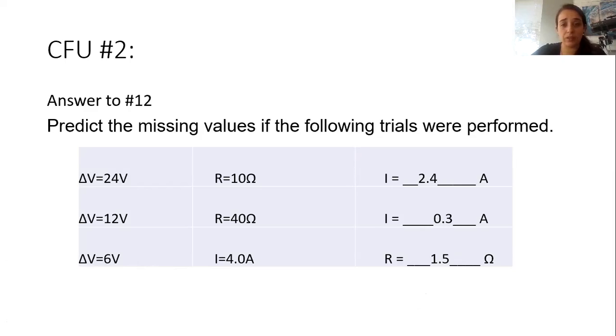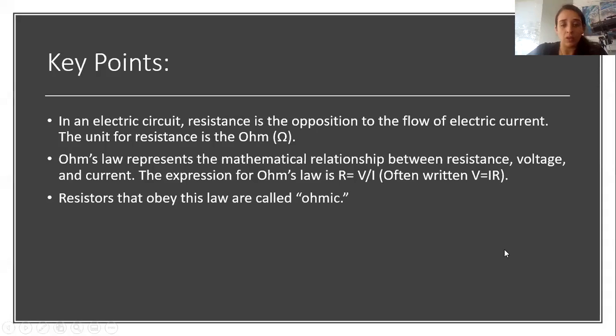All right, so now we're going to go over some key points that you should write into your notebooks because these are very important and we're going to be using them for the rest of this unit. A key point is that in an electrical circuit, the resistance is the opposition to the flow of electrical current. And the unit for resistance is called ohms. We talked about resistance a little bit back at the beginning of this second part. I think it was in lesson 9.